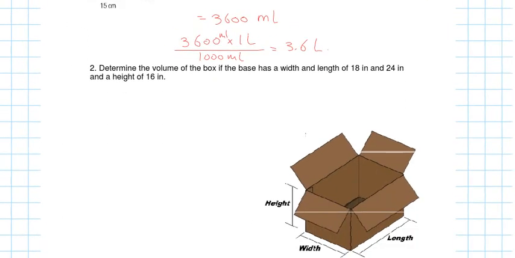Determine the volume of the box if the base has a width and length of 18 inch and 24 inch and a height of 16 inch. What do I need to do to find the volume? Yeah, 18 times 24 times 16. And what's the answer for that? 6,912 inches cubed.